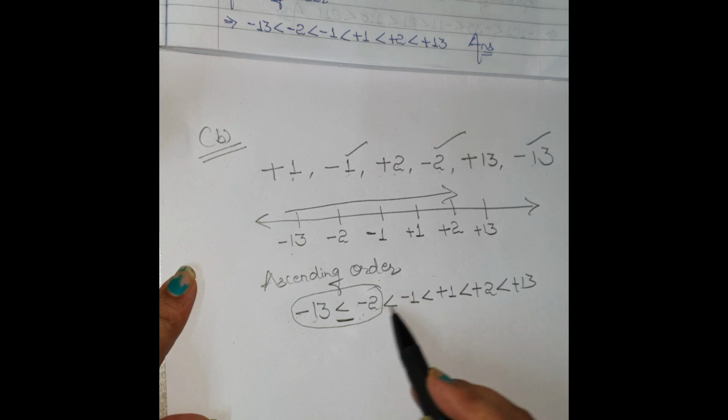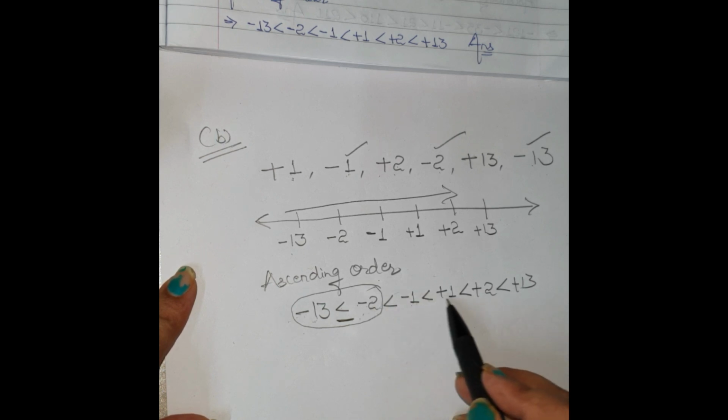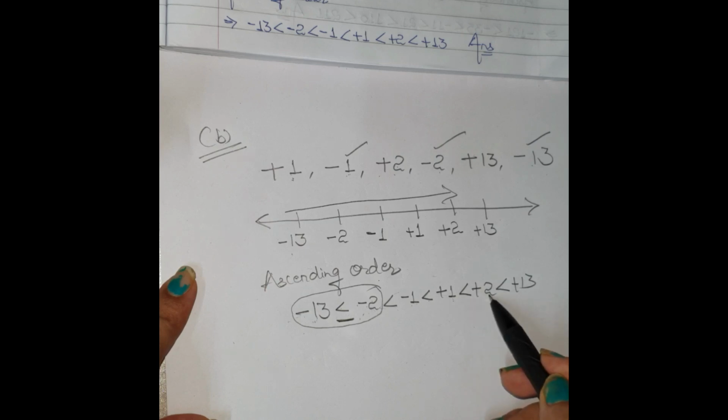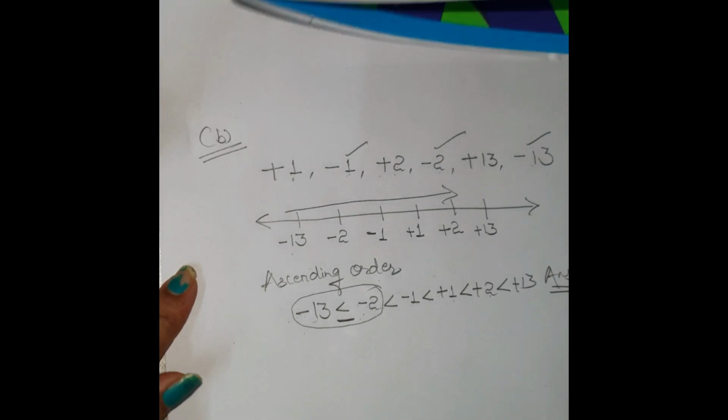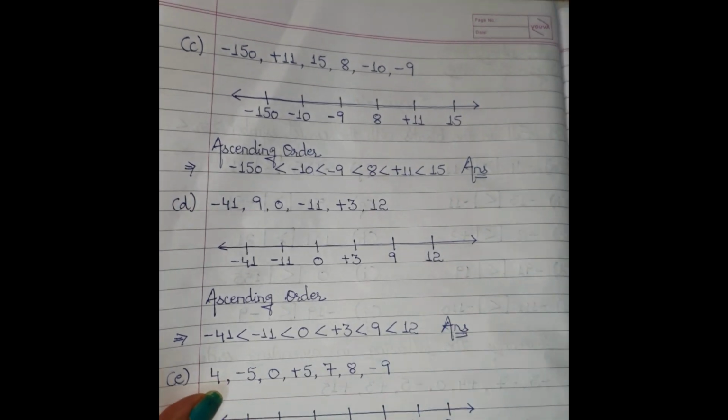Again this sign, less than sign. So -2 is less than -1. -1 is less than +1. +1 is less than +2 and +2 is less than +13. So this is the series of ascending order. Okay, I hope how to arrange in ascending order must be clear to you now. Please remember to draw the number line.